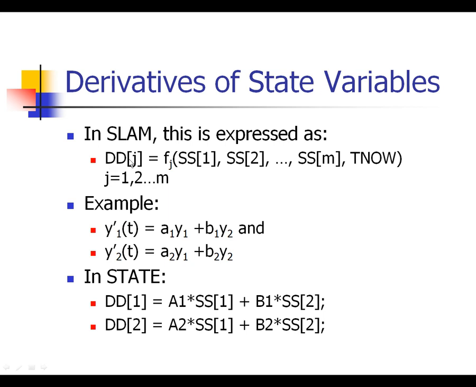In SLAM, this is expressed as follows. The DD variable is the derivative of the state variable, and it's a function of one or more of the other state variables plus t now. So for example, if we have a derivative of y1 equal to a y1 plus b y2, and the second variable, a derivative of y2, with this expression, in function state we can express that in this form. So DD1, which corresponds to this derivative, is equal to a1 times SS1 plus b1 times SS2, and same thing for DD2.